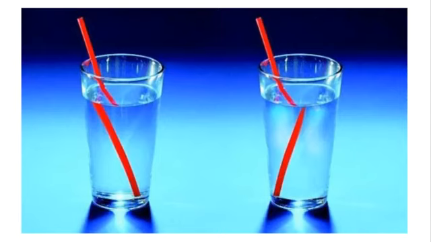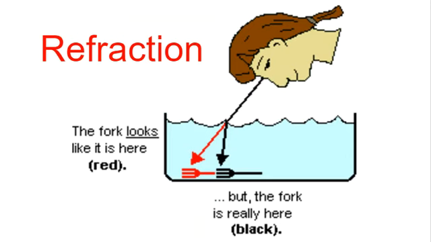Refraction occurs when a wave is bent moving from one medium to another. This can be seen when you're looking at a glass of water with a straw in it and the straw appears to be bent or broken. Another example is when you drop a fork into a tub of water. From above, it looks like it is in one position, but really it's in another.